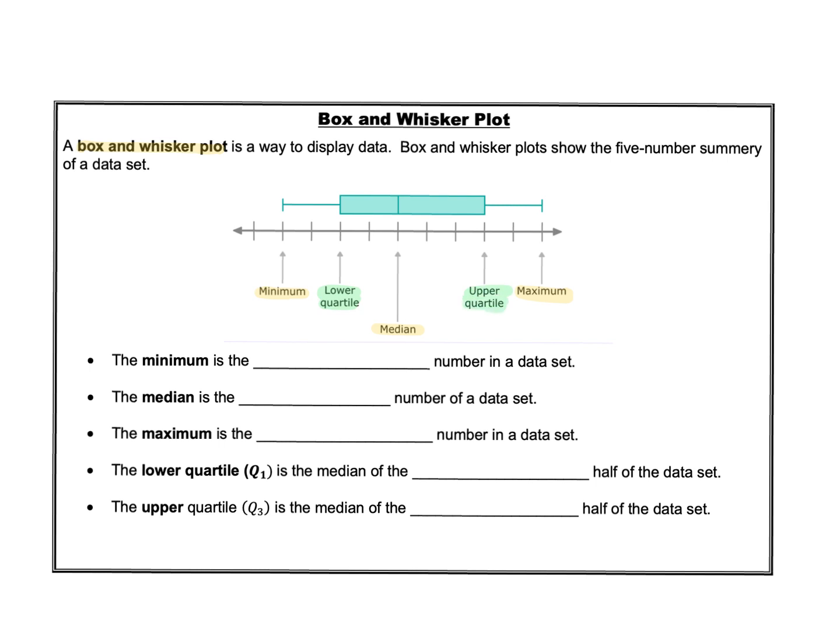Well, what this is that we've got the lower half of the data and the upper half of the data. And to get the lower quartile, it is the middle number in the lower half of the data. And then the upper quartile is the middle number of the upper half of the data.